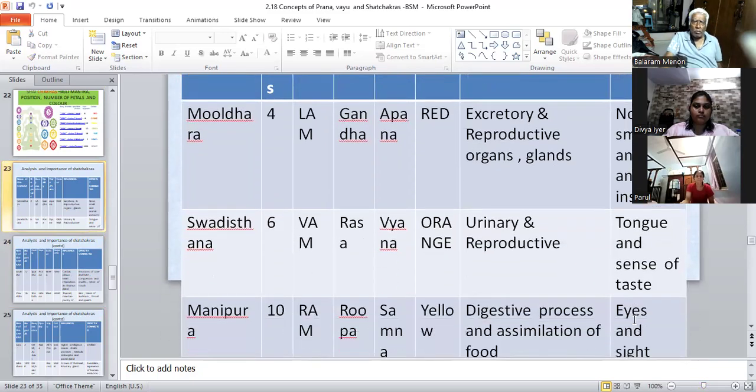Manipura, rupa. Samana. The digestion process starts from here. That's why samana. See, I told you, apana is towards the downward side. Here, apana also activates, but samana also activates more than the apana. Here also, samana, meaning in the middle portion of the body and the nabhi, activates more, but Vyana also activates a little. All vayus are interlinked. You should know the position of the vayu.